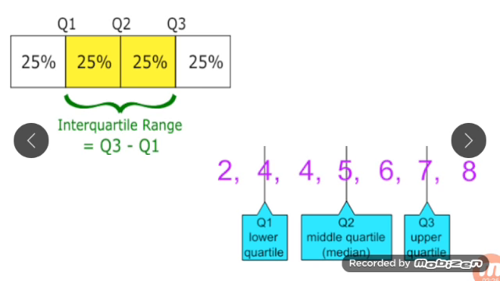For instance, we have a data set, and here this data set is divided into 4 equal parts by these 3 quartiles. So you can see that 4 is the representative of Q1, the 25% of the data. This is exactly in the middle, known as median or quartile 2, whereas 7 is the upper quartile Q3, because it is the representative of 75% of the data.